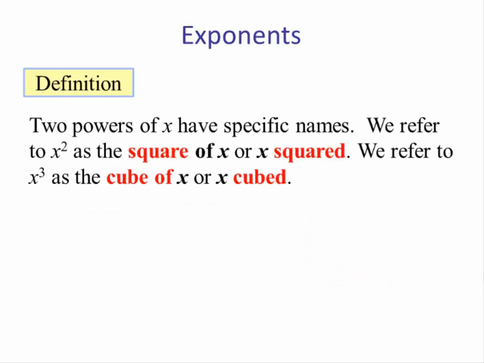Two powers of x have specific names. We refer to x to the second power as the square of x, or x squared. We refer to x to the third power as the cube of x, or x cubed.